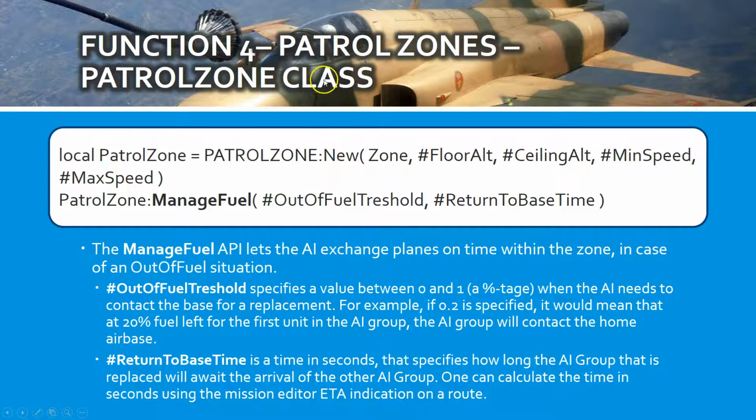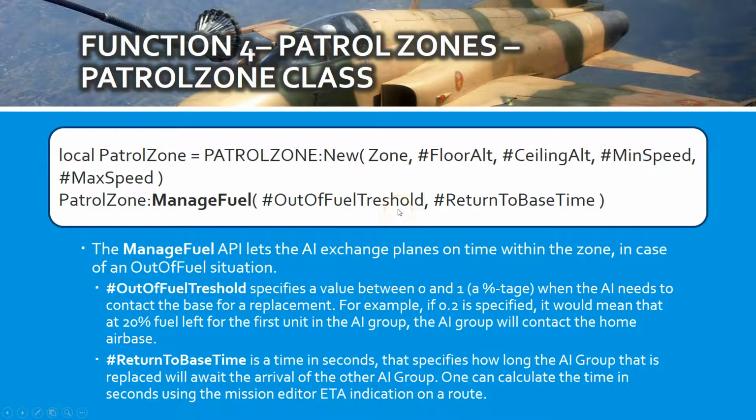When we look further at the patrol zone class, there is another function that can manage fuel. When there is an out of fuel situation, specified by an out of fuel threshold, the AI will wait at the zone for a certain specified number of seconds until it will return to the airbase. When the out of fuel threshold is reached, it will contact the home airbase for a replacement AI, and that AI will fly to the zone.